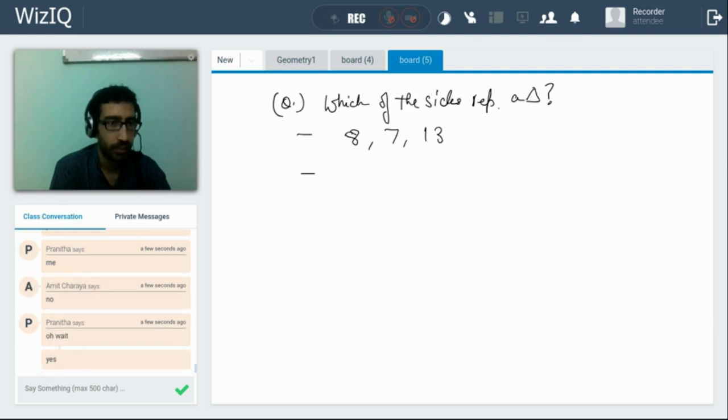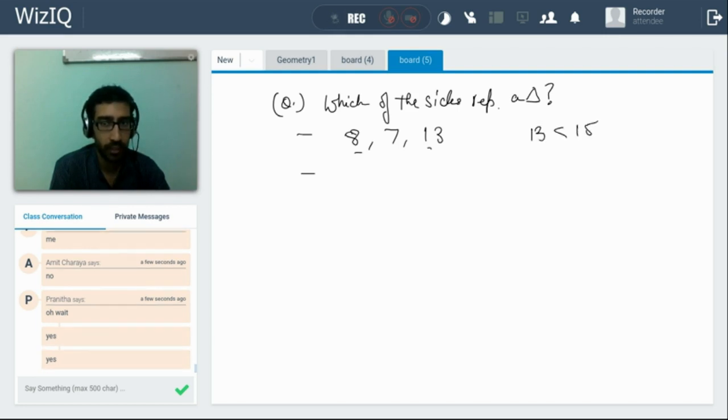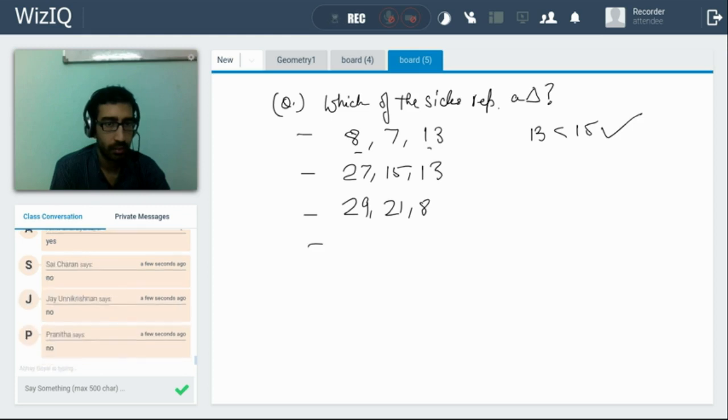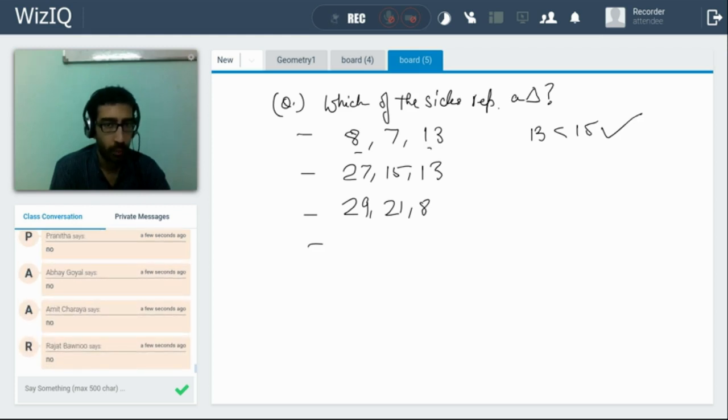Pranitha, they are, for a very simple reason. Is the largest side less than the sum of the other two? 13 must be less than the sum of the other two, which is 15. It is, and thus this is a triangle. Does this form a triangle? 20, 27, 15, 13? Yes, very good. Does this also form a triangle? 29, 21, 8? No, it doesn't. 29 is equal to 21 plus 8. This is not a triangle. The second one was: 27 was less than 15 plus 13. Okay, so I guess you got a hang of this. Very good.